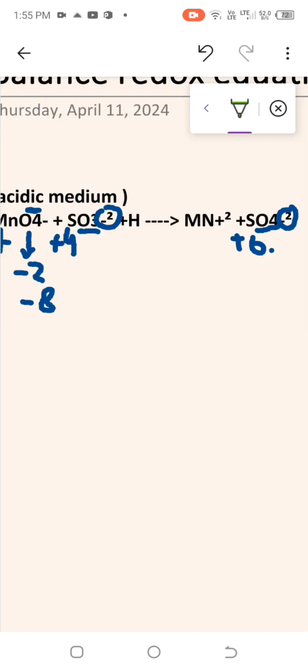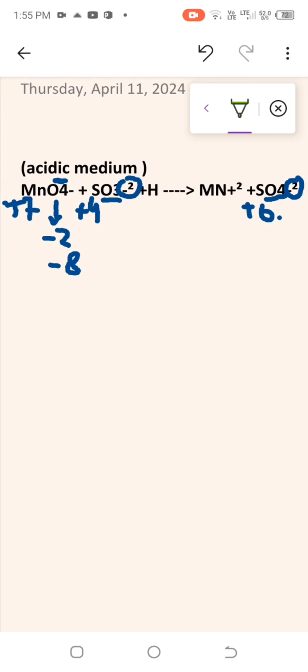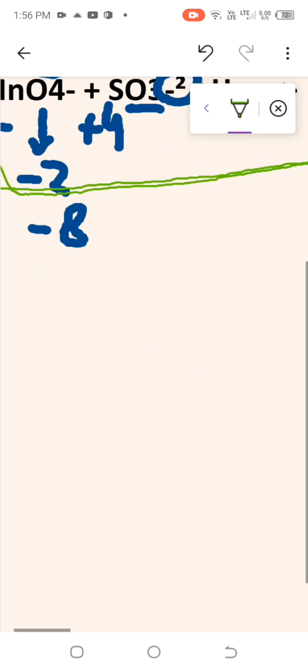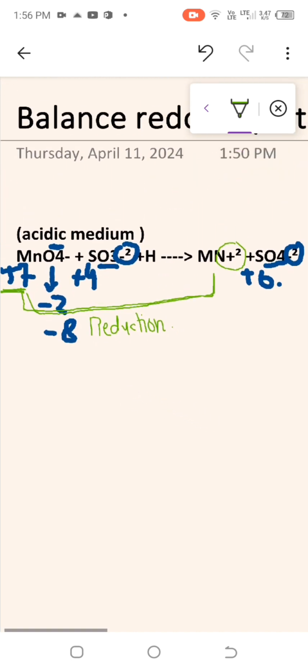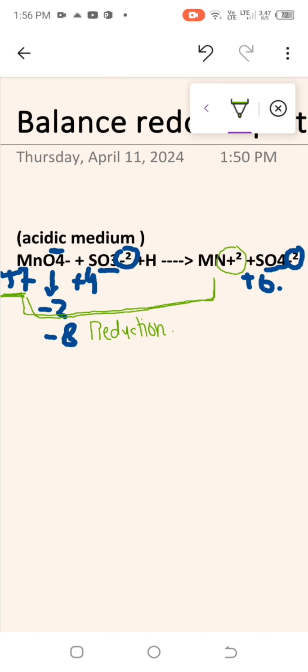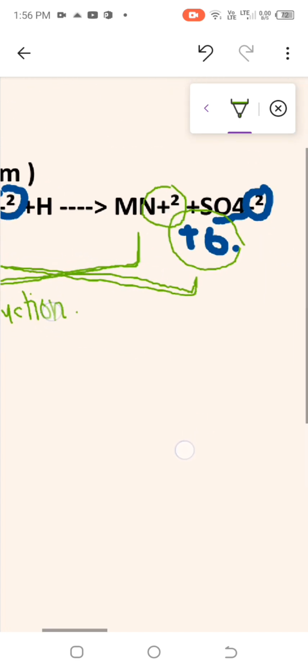Here you can see manganese is +7 and here manganese is +2. So from +7 to +2 it is reduced, meaning the oxidation number decreased. So here the reduction takes place. The same goes for sulfur: here sulfur is +4 and here it is +6, meaning it is oxidized, increased from +4 to +6. So here oxidation takes place.